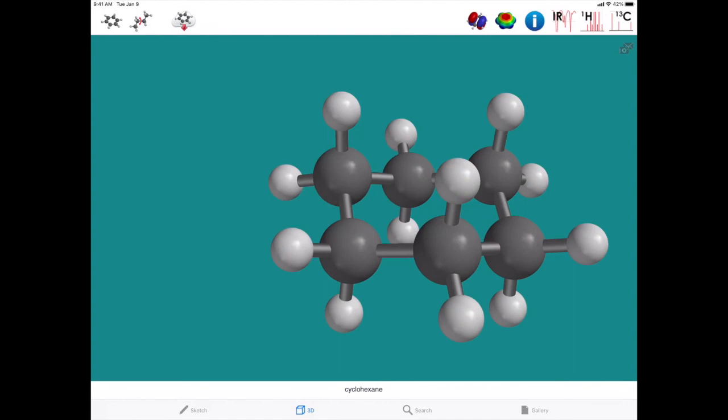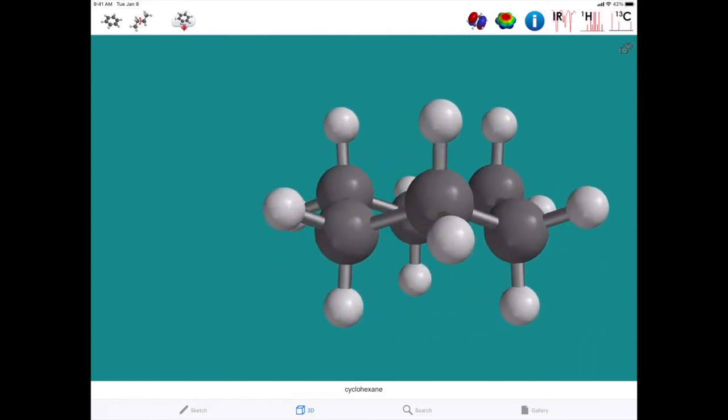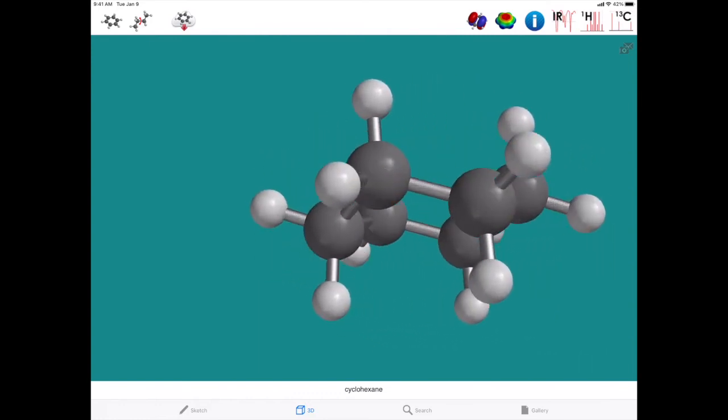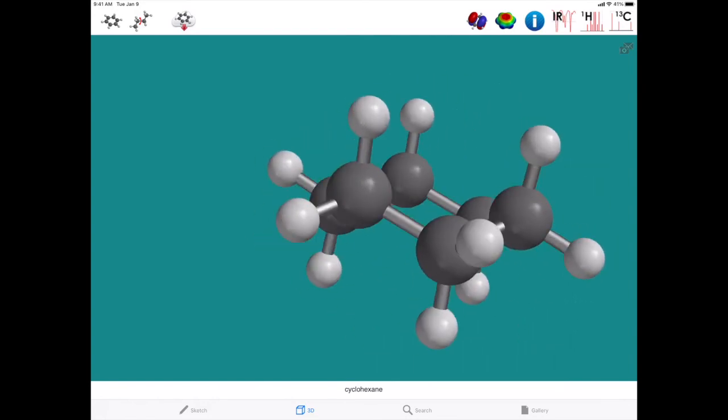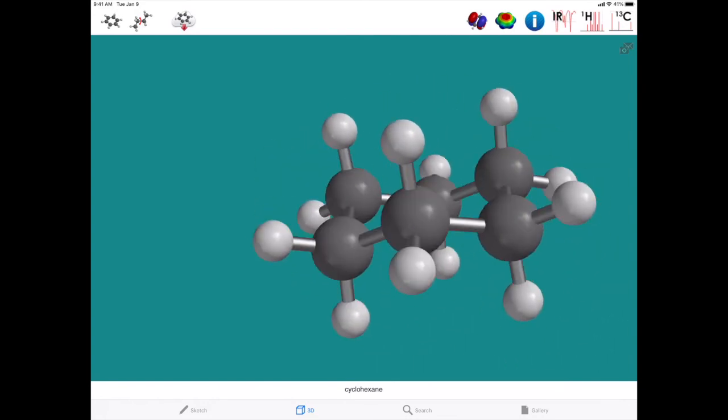All right. What questions do you have about cyclohexane? Spinning it around, kind of boring. So every other carbon goes up like a zigzag?